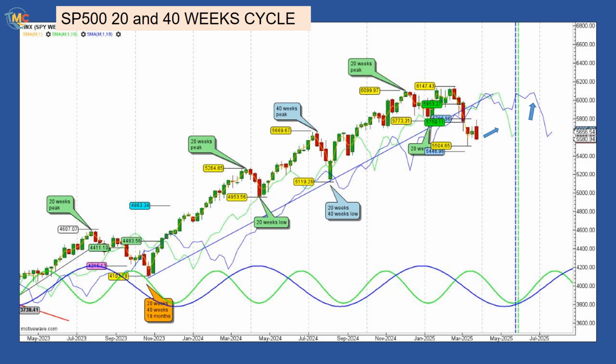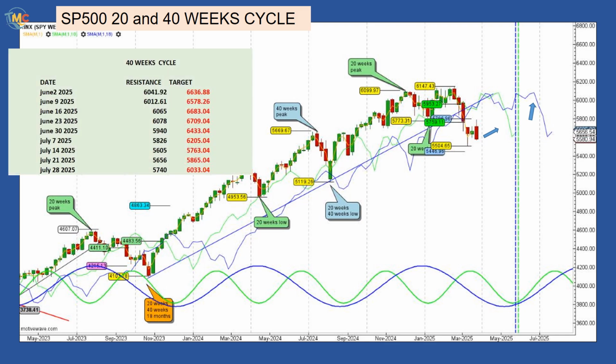Assuming the 18-month cycle low occurred at 5,446.96, the potential target will be 6,034. Here is the 40-week cycle line table and their potential target for the next 2 months. As a reminder, if the S&P 500 makes a lower low or higher low than 5,446.96, the target will be recalculated according to the Hurst rules.